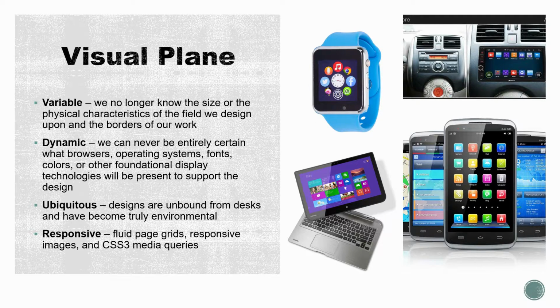So when we're thinking about different platforms, when we talked about responsive design, I want you to consider this idea of the visual plane. And here I have a couple of examples. So variable: we no longer know the size or the physical characteristics of the field we design upon and the borders of our work. We need to consider that our designs need to be dynamic. We can never be entirely certain what browsers, operating systems, fonts, colors, or other foundational display technologies will be present to support the design. Ubiquitous. Designs are unbound from desks and have become truly environmental. This is something that's important to consider.